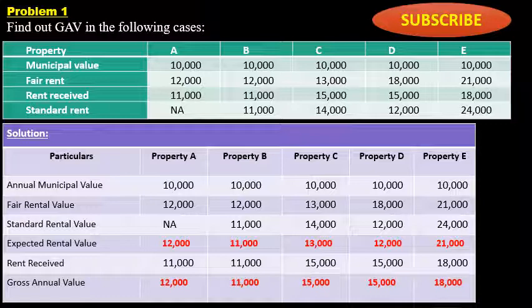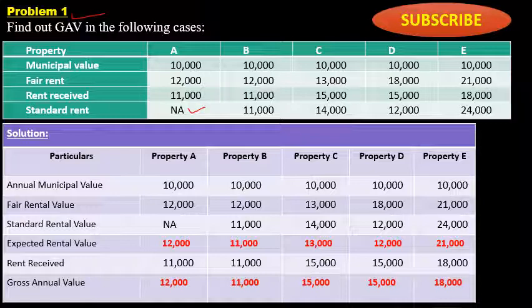Property A, B, C, D, E. These are the house properties. Then the municipal value of these houses, then fair rent is given. Rent received of all these houses. And standard rent. For the first one it is NA, which means not applicable. No standard rent for the first house. And for the other houses 11,000, 14,000, 12,000 and 24,000 is the standard rent. The question is you have to find out the gross annual value.